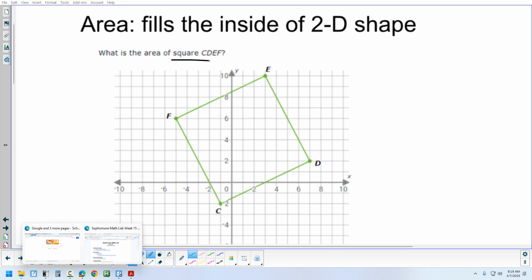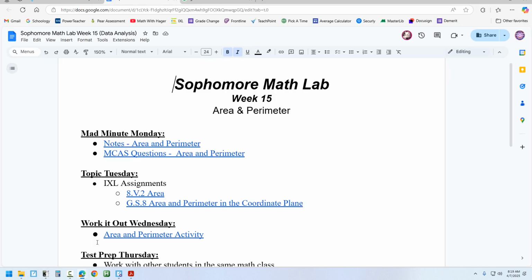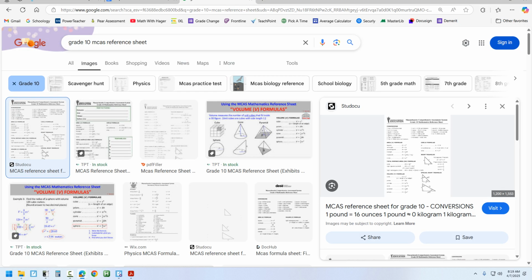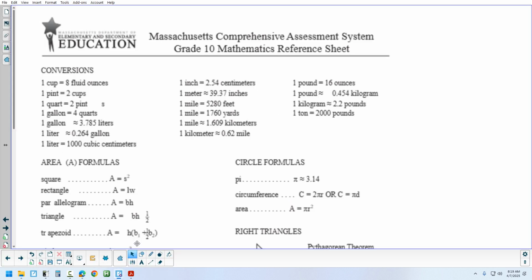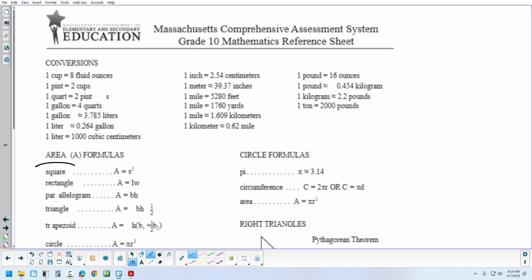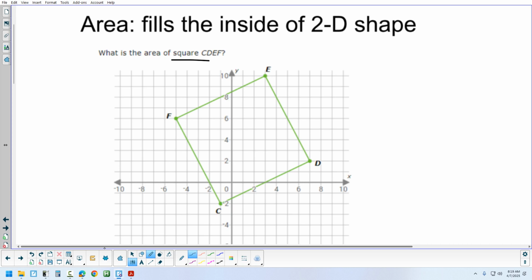So if you go to your MCAS reference sheet, right, there's different, actually did I already copy it? Oh, right here. There's different formulas. And here's the formula for area of a square. Area of a square, the S stands for side. It's side times side. Well, the nice thing is, once you know one side in the square, you know all the sides. They're all the same. So we're only going to have to do Pythagorean theorem 1 time.